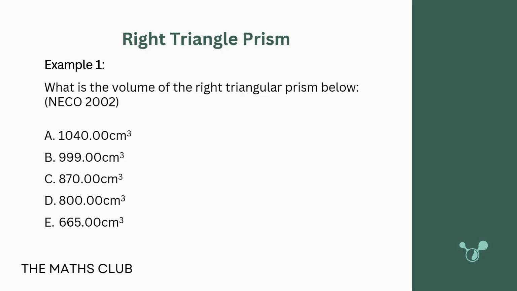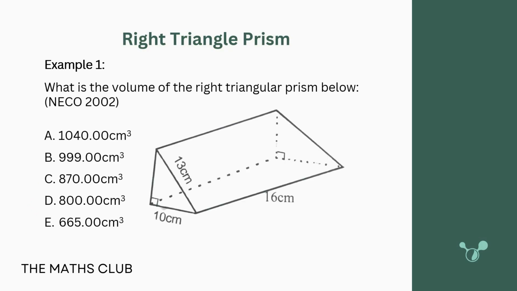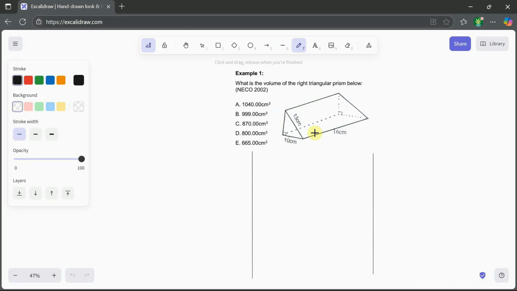Example 1 says: what's the volume of the right triangular prism below? This is from NECO 2002. You can pause the video and try this out yourself. To solve this, we know that the volume is going to be the base area times the height. What is the base area? The base area is a right triangle, so that is half base times height, multiplying the length. So where's the base?